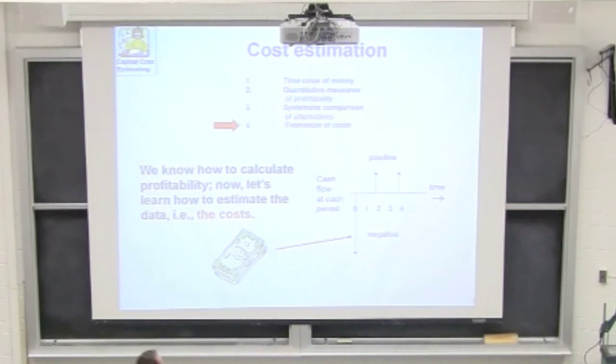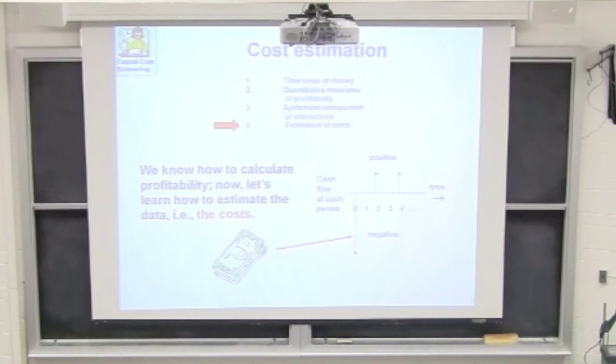What we've looked at so far is the concept of time value of money, and in part two we've looked at things like DCFROR, payback times, and various measures of profitability. All of that NPV analysis you notice had cash flow. Cash flowing in, cash flowing out. Okay. How do we estimate those cash flows?